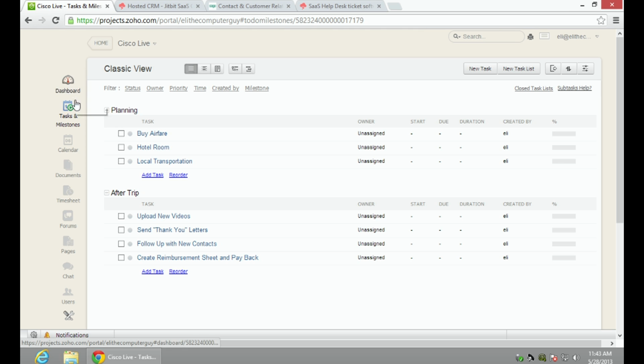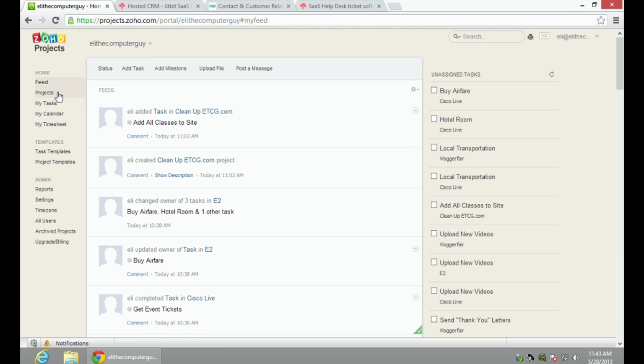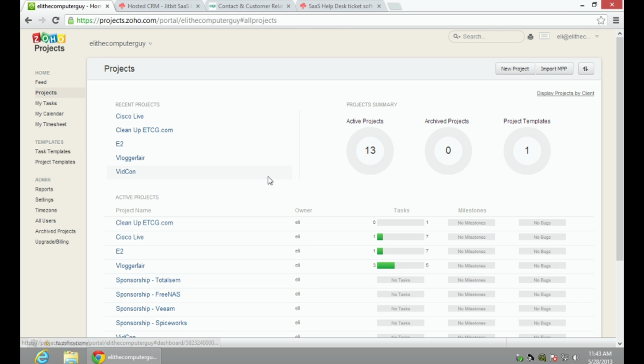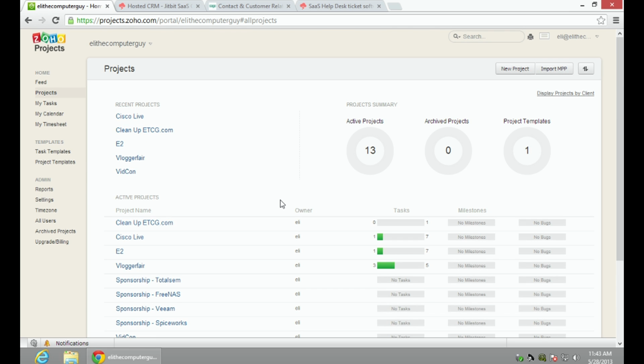So this is why these are important. I can go to the dashboard, I can go to the projects, and all in this one place, I can see what's going on. So Flogger Fair, I can see almost all my tasks are completed. Basically, all of this is just sitting there in that one nice dashboard so I don't forget about it.